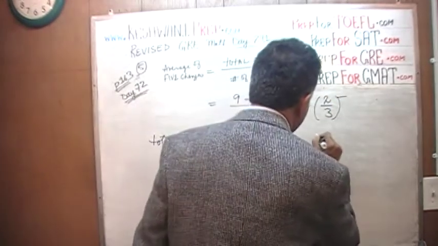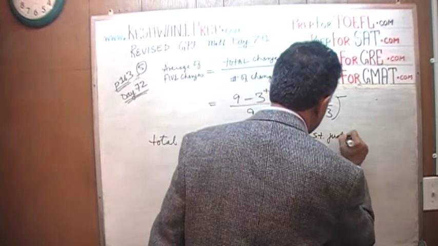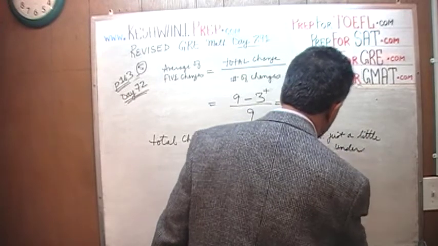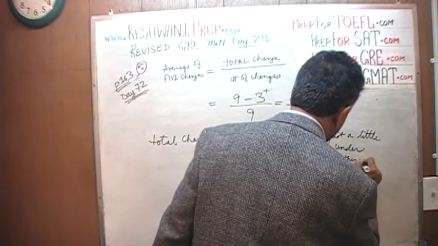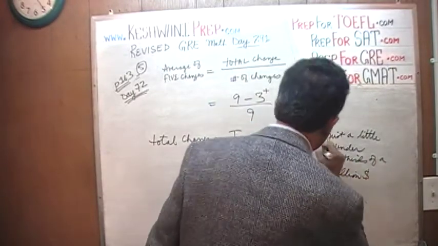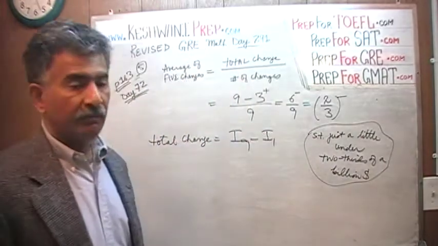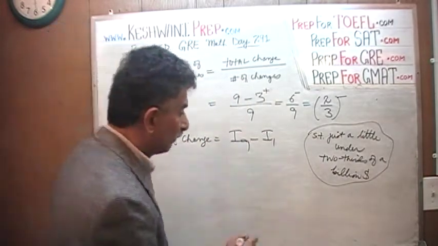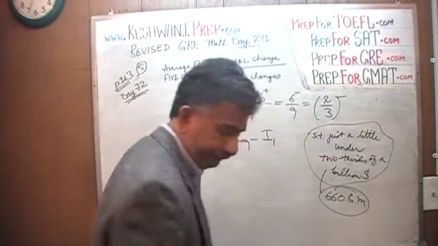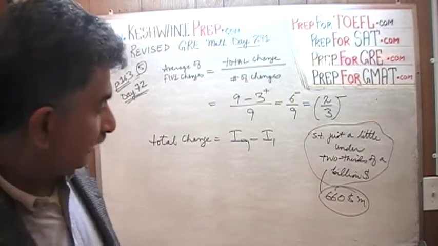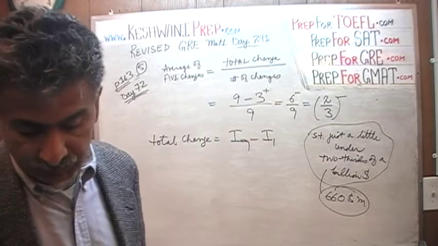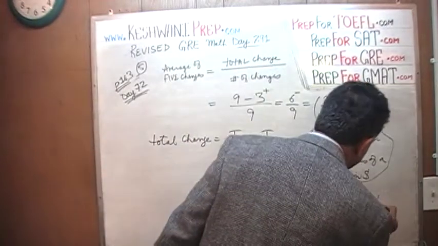Something just a little under 2/3 of $1 billion. Something a little under 2/3 of $1 billion is the $660 million that we see there. In one of the answer choices they give us, actually it should be 660, but the closest that we come here is 640 million, and the answer is A.